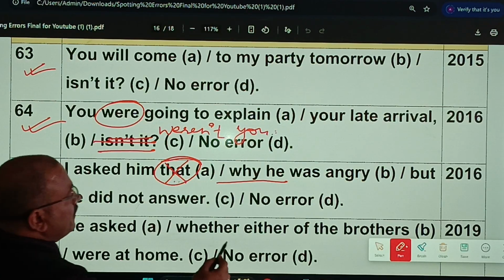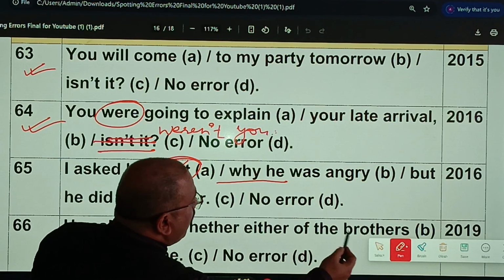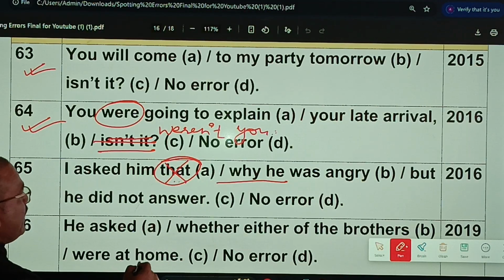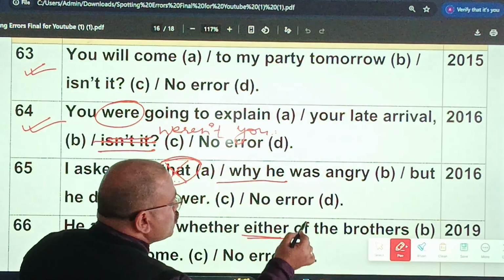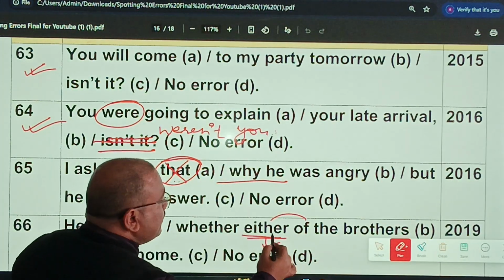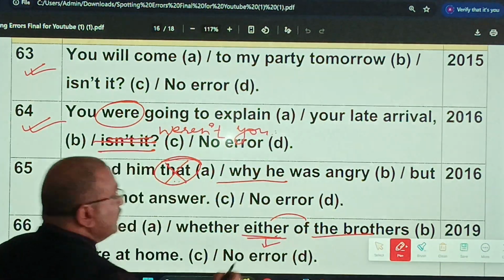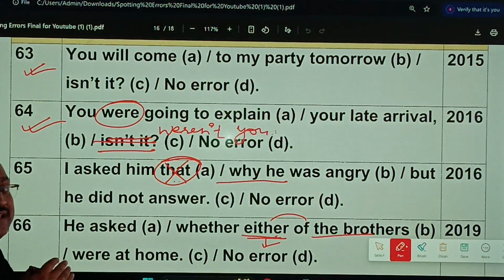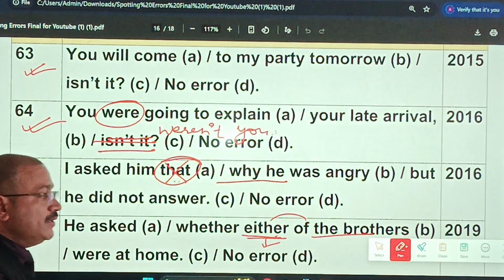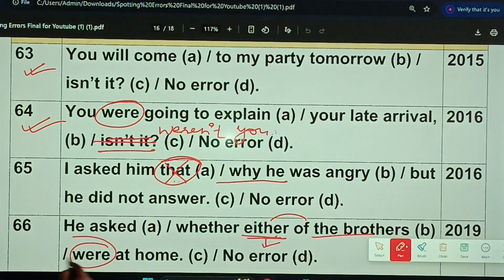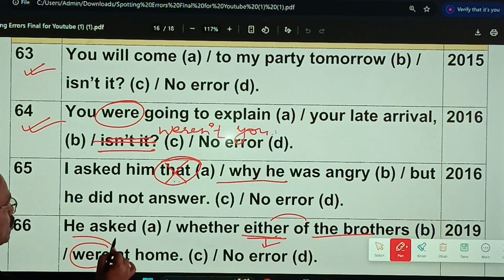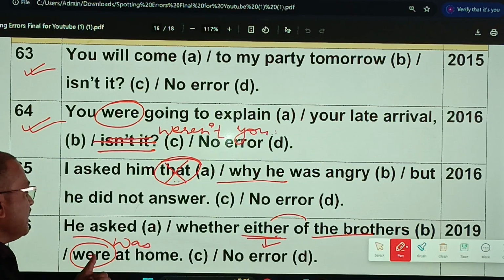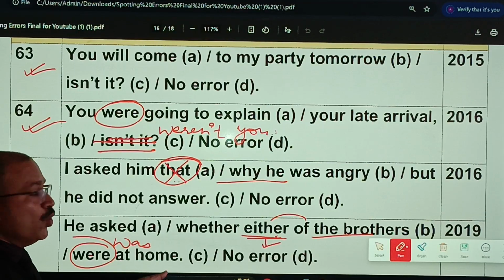He asked whether either of the brothers were at home. Subject verb agreement. Remember, either of. So before of we have either, and either is what? Either is singular. Each, every, either, neither are singular. So the verb will agree with what? Either, because before of we have a singular. So he asked whether either of the brothers was at home.